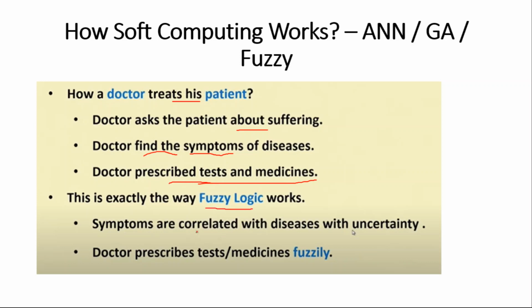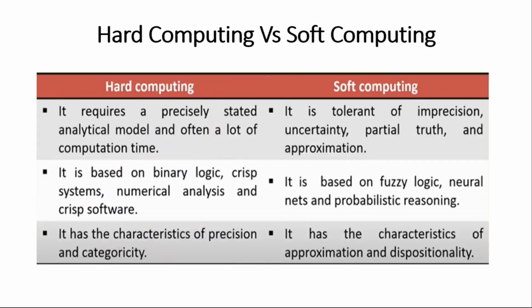Okay, because symptoms are correlated with diseases with uncertainty. Okay, so there are some symptoms, and the doctor predicts something, but there is some uncertainty. It is not that whatever the doctor predicts is exactly correct. There is a degree of uncertainty. Okay, so the doctor prescribes tests and medicines fuzzily. Fuzzily means based on his experience and based on his understanding he prescribes, but there is no way for the doctor to guarantee that this is exactly this problem. Okay, right? So these types of problems can be solved by using a technique called fuzzy logic, right?